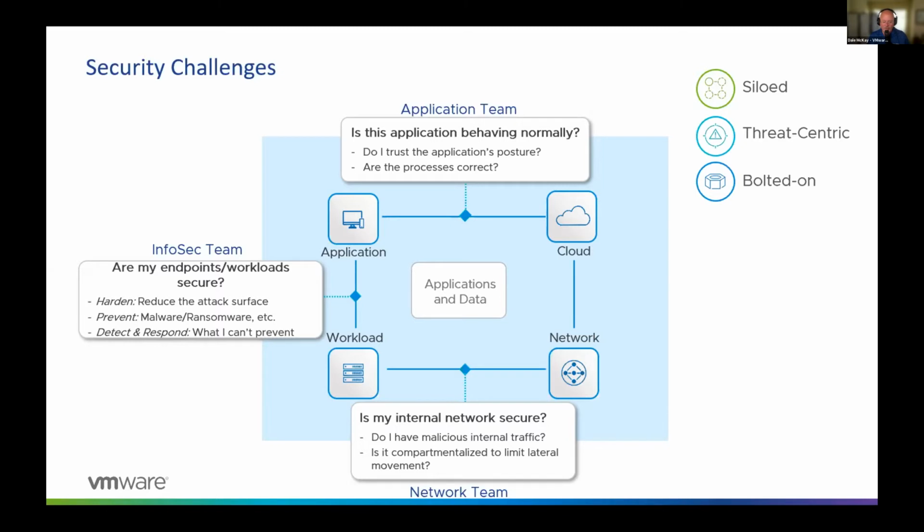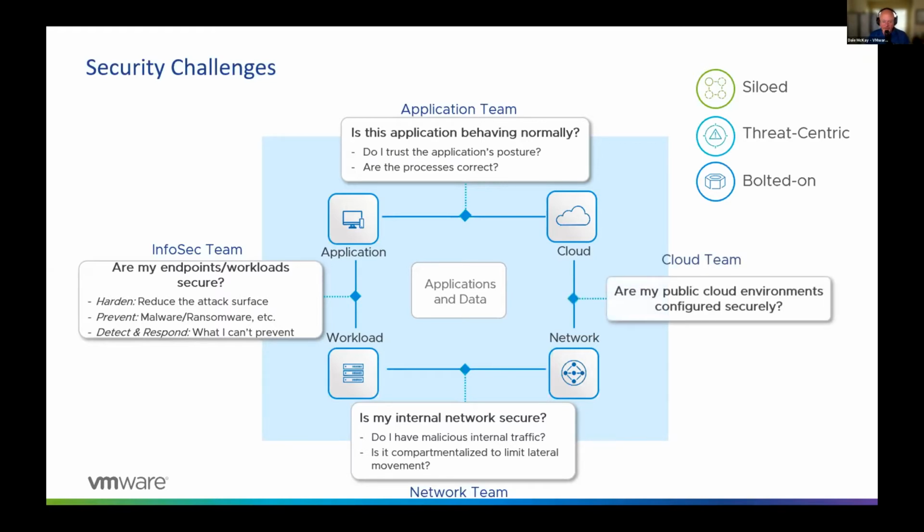One thing that we didn't always have visibility to, depending upon the environment that you worked in, was: do I have malicious traffic? Do I have IDS, IPS capabilities in my network? And we're going to talk a little bit about that today also. And is it compartmentalized? Do I have an effective east-west mitigation or a segmentation strategy that limits the lateral movement? And we'll talk about why that's important.